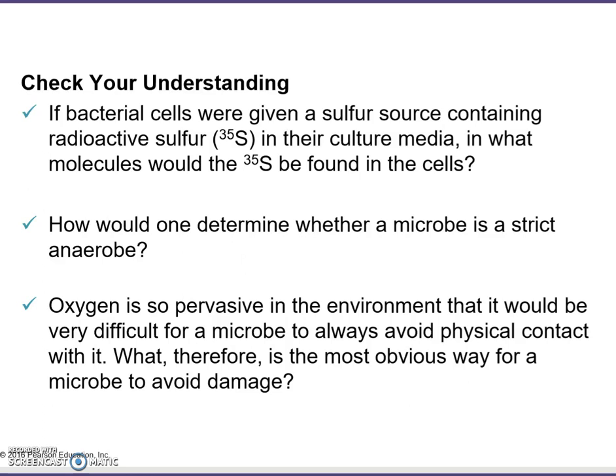How could you determine whether a microbe is a strict anaerobe? Well, you could grow it in different environments and see where it grows. And oxygen is so pervasive, how could an organism avoid any kind of contact? Well, it's going to have to grow at a place where there is no oxygen, because in this case the oxygen is simply toxic to the organism, because usually it doesn't have enzymes that will get rid of toxic forms of oxygen.